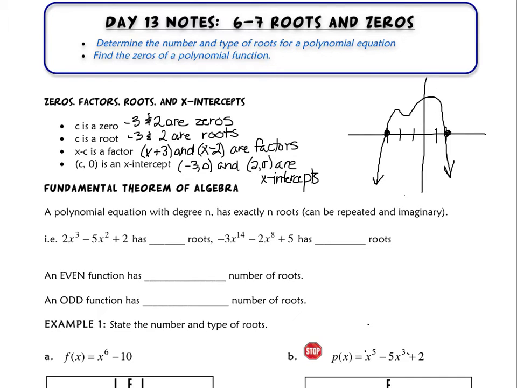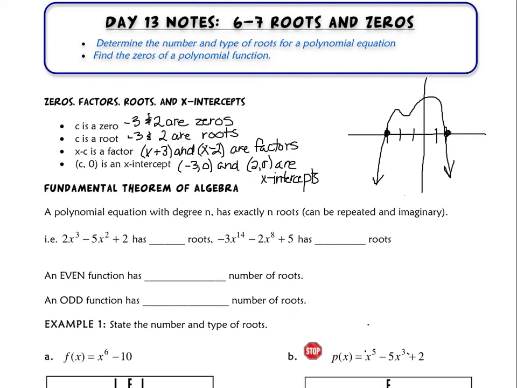Hello, welcome to the Day 13 Notes, Section 6-7, Roots and Zeros. Today what we're going to be doing is determine the number and type of roots for a polynomial equation, as well as find the zeros of a polynomial function. So this is the last day of notes in the chapter.